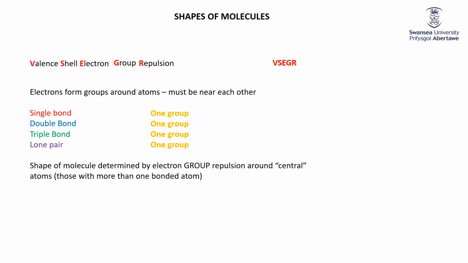And the shape of a molecule is determined by the electron group repulsion around a central atom. By central atom, I mean those with more than one bonded atom. A central atom versus a terminal atom. Okay, so the rest of this movie is going to be talking about that, expanding it and doing examples.